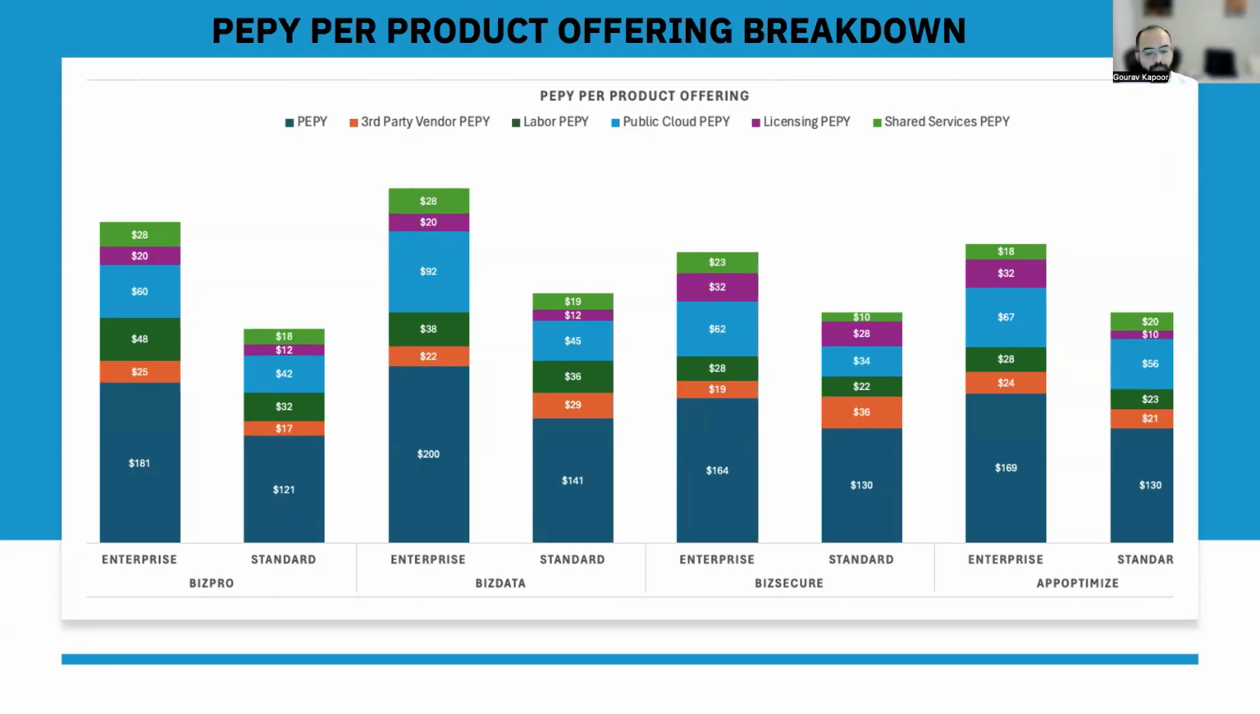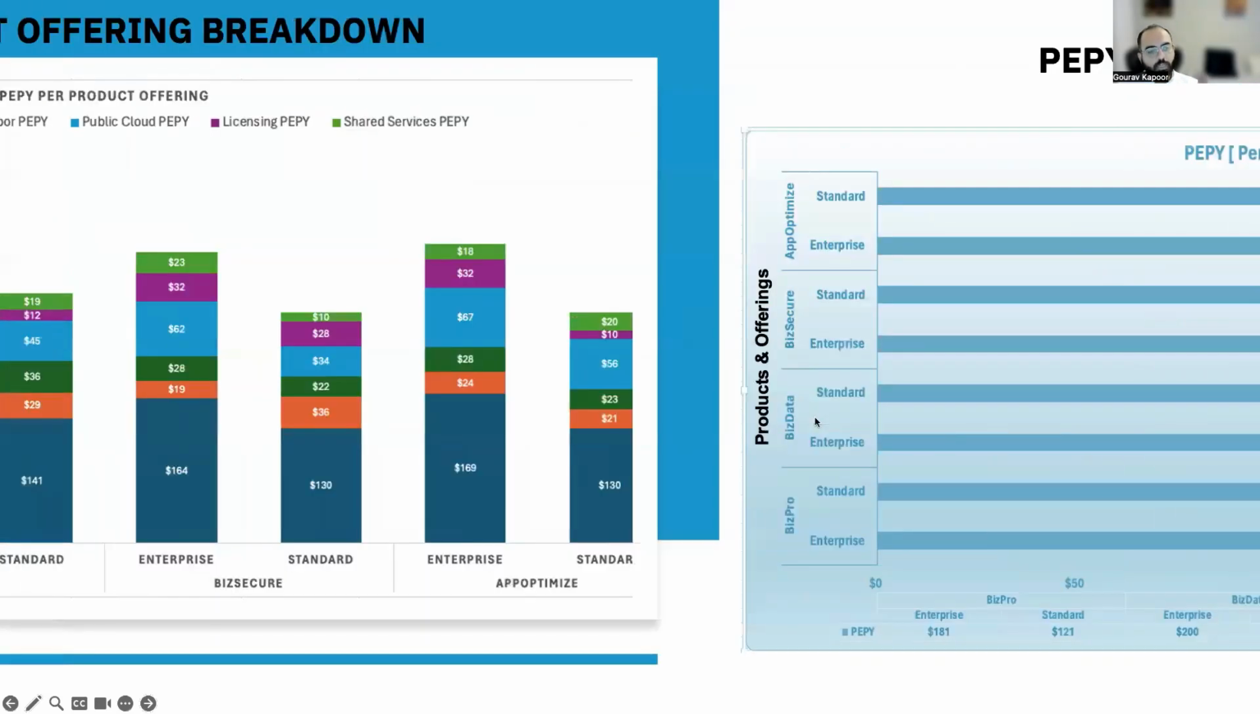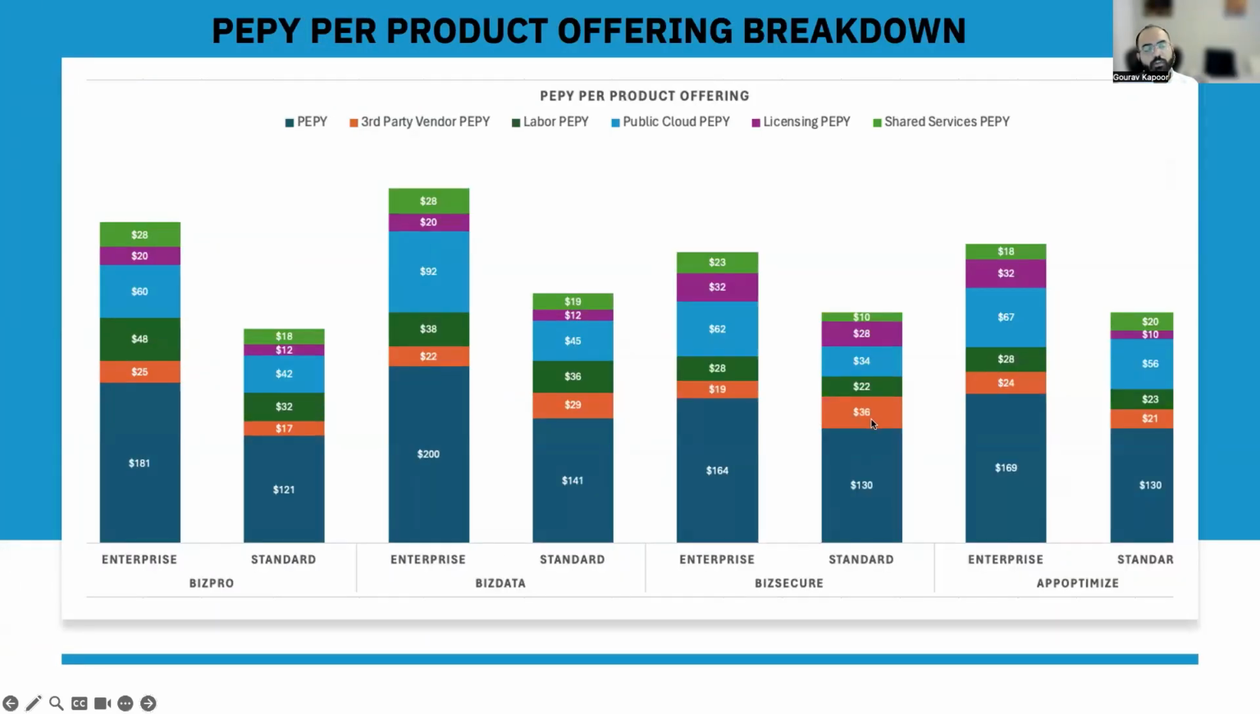Now, what this chart is telling us is, the reason I mentioned in one of the slides here, is that we have PEPI by each component. We have PEPI for public cloud, we have PEPI for third party, we have PEPI for licensing costs. It gives me a very clear understanding of how this cost is actually being spent for each product. So let's take an example of BizSecure here, where we are spending $36 on third-party vendors. Sorry, the Biz standard offering costs us $36 per user or per employee.